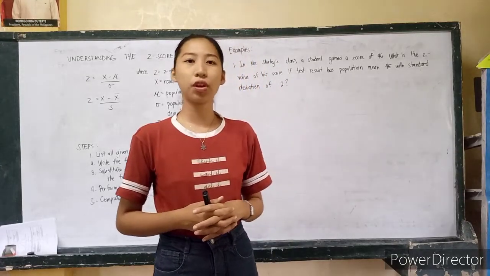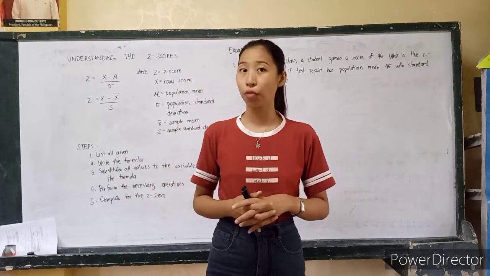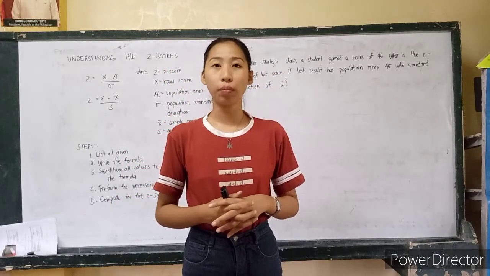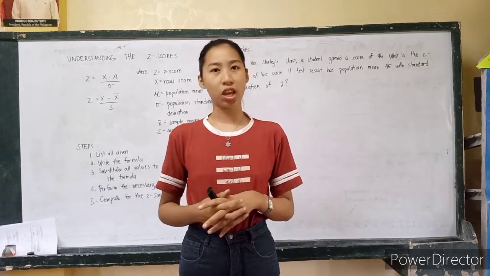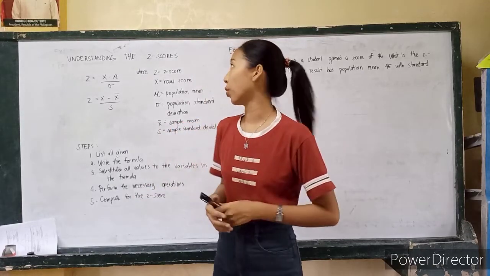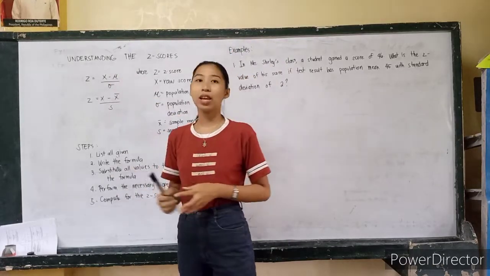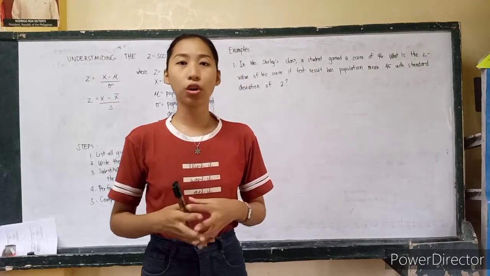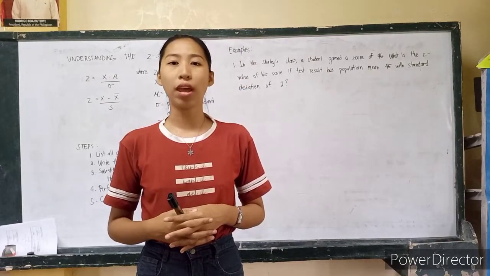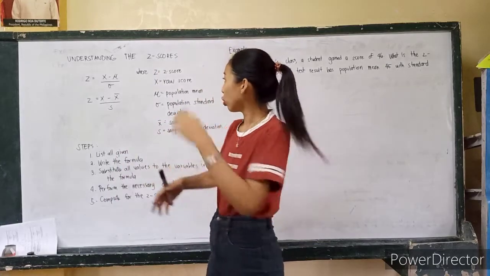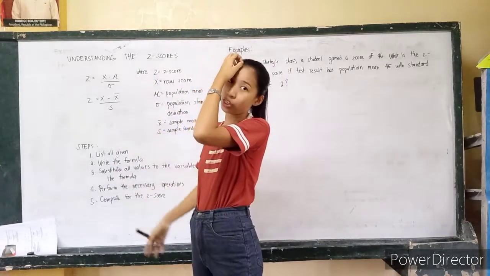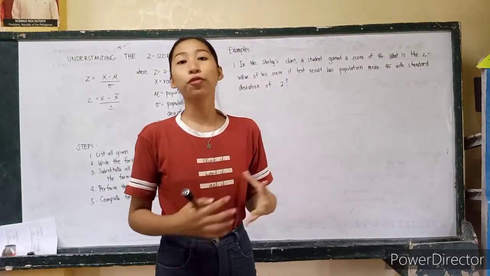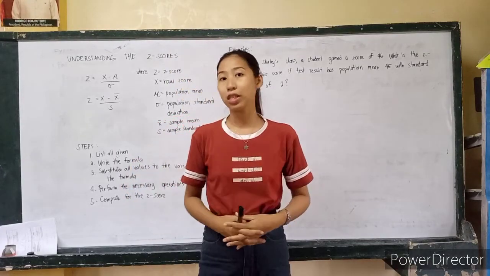And for today, we are going to discuss lesson 4 for our module number 3 in statistics and probability. Now, lesson 4 is all about understanding the z-scores. So here we are going to solve some problems, and we are going to use these formulas in order for us to find the z-value or the z-score.